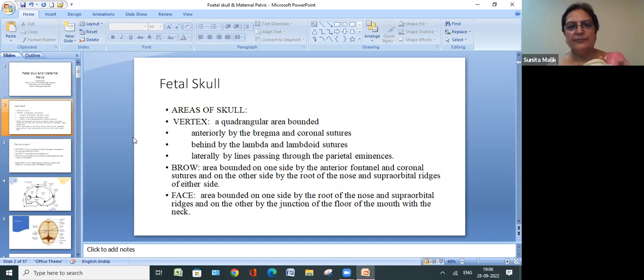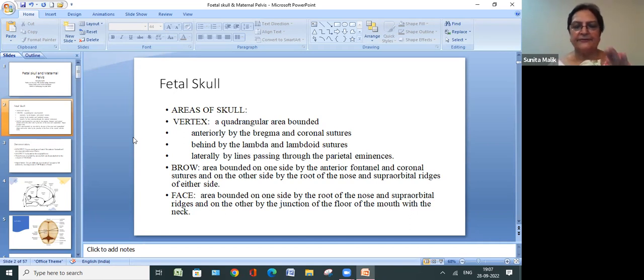Then there is an area that's known as brow. Brow is bounded on one side by the anterior fontanelle and the coronal suture, and on the other side by the root of the nose. So this area between the anterior fontanelle and the root of the nose, and on the sides the supraorbital regions on either side. So this area is brow.